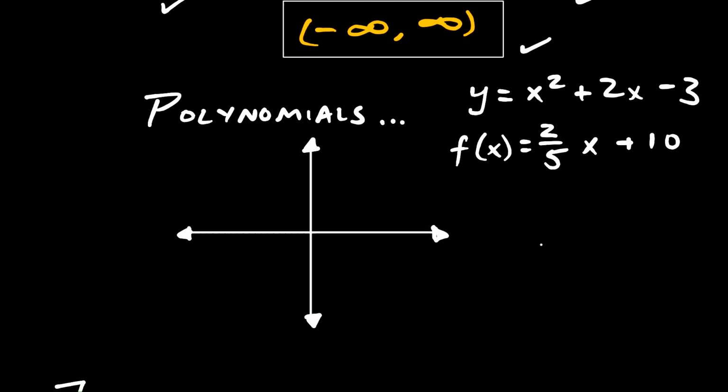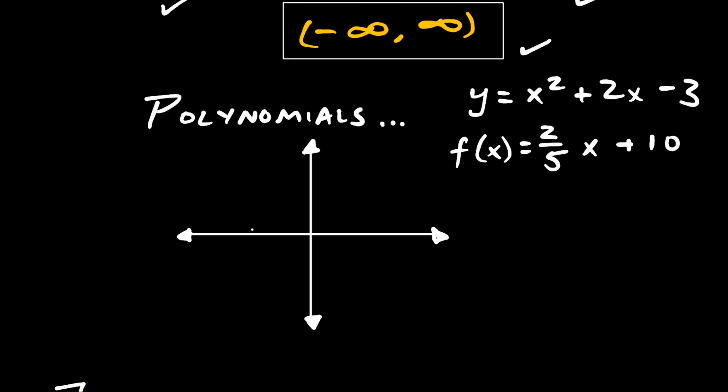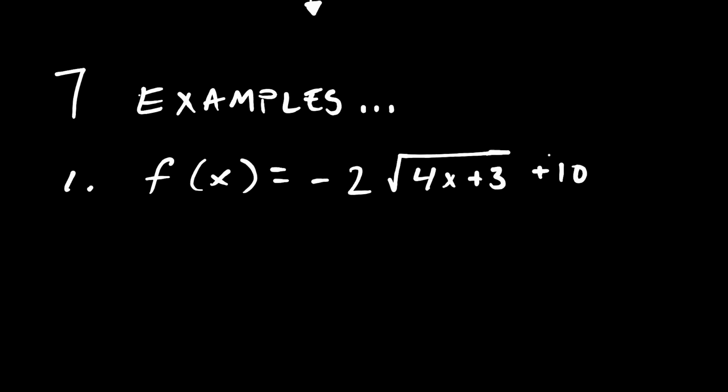So something that will always be all real numbers are all your different polynomials. They'll just go on forever, whatever that polynomial may be, from negative infinity to infinity. You might see it with x squared, so quadratic equations, or linear equations. Let's get into our 7 examples.